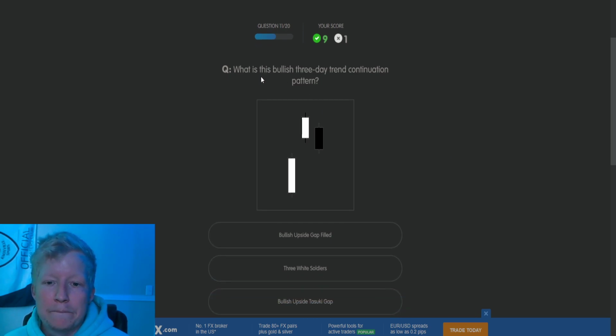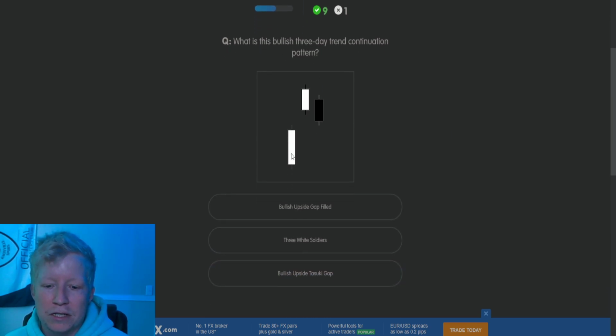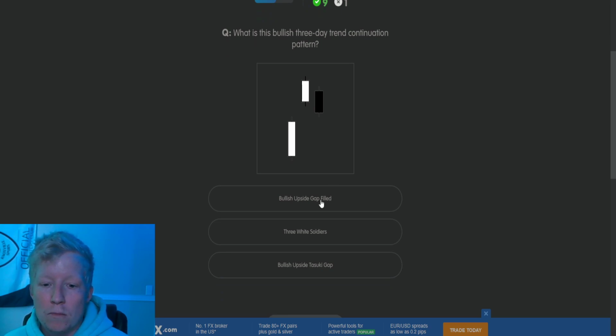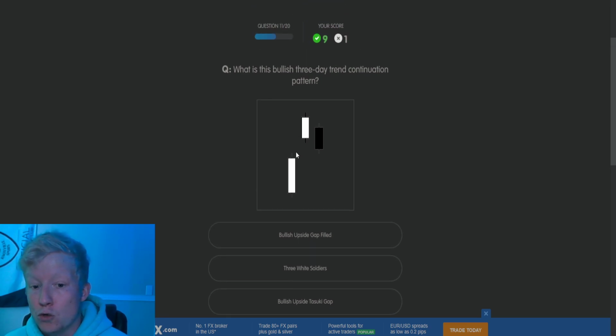But bullish 3-day trend continuation pattern. This looks like gap close reversal to me. Oh, there it is. Bullish upside gap filled. So I do know this one. I actually trade this one a lot. Gap closes is my favorite swing trade setup, actually.